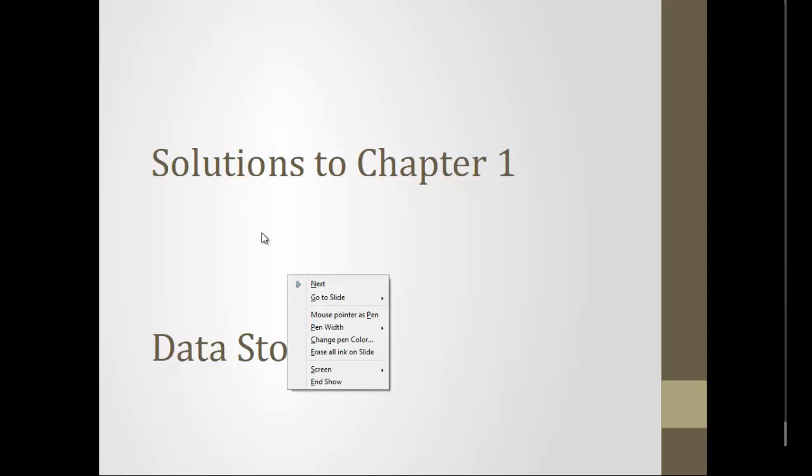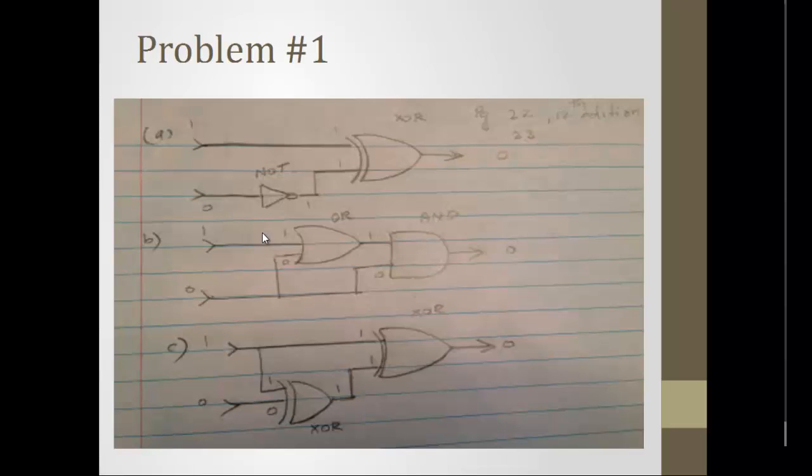So the first problem is these gates. Okay, and if you look on pages 22 and 23, 22 has the gates and the corresponding inputs and the outputs. So your question is, if the upper input was 1 and the lower input is 0 for each one of these circuits, what do you get?